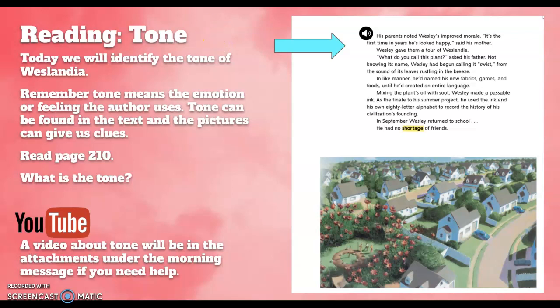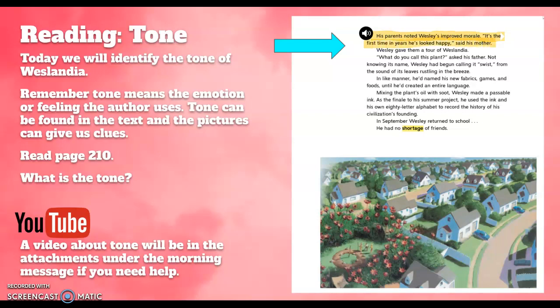So today, while you are trying to figure out the tone of Westlandia, I want you to actually get into the text, and I want you to read. I was looking at this sentence in particular. I thought this was a great sentence that kind of gave me an idea of what the tone was.